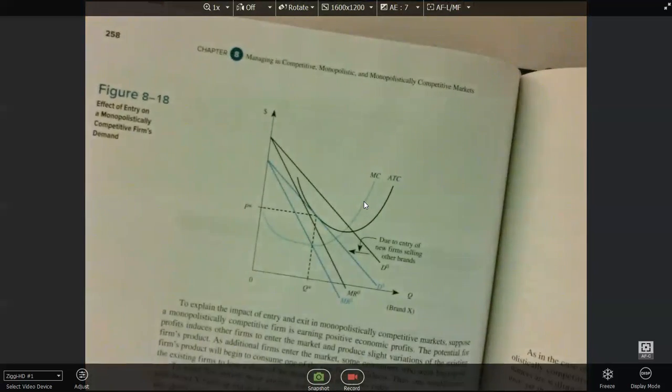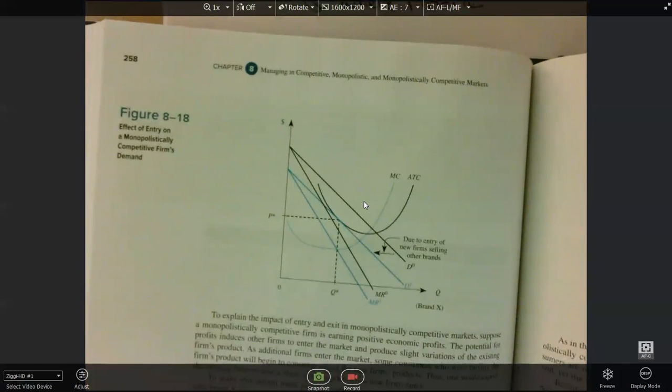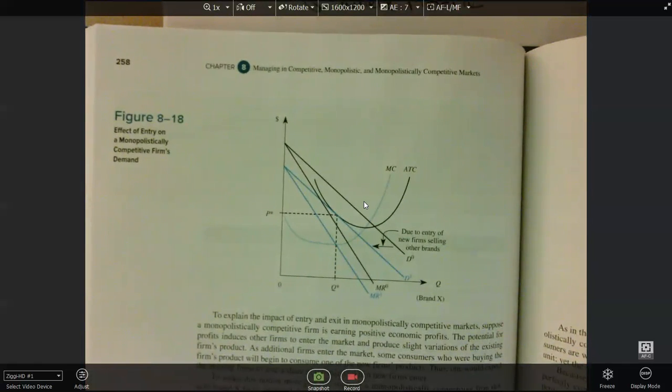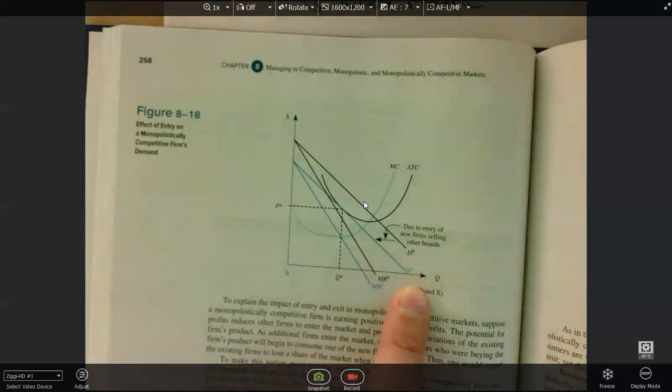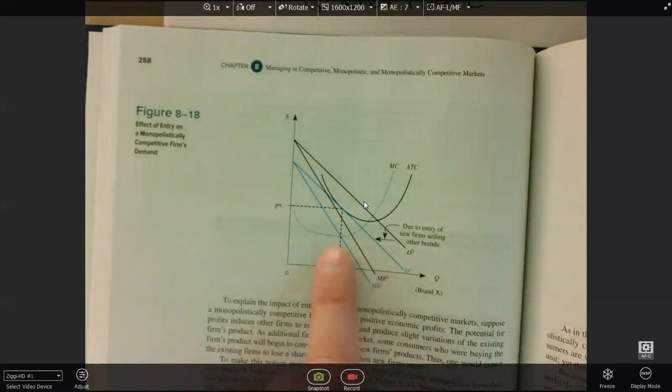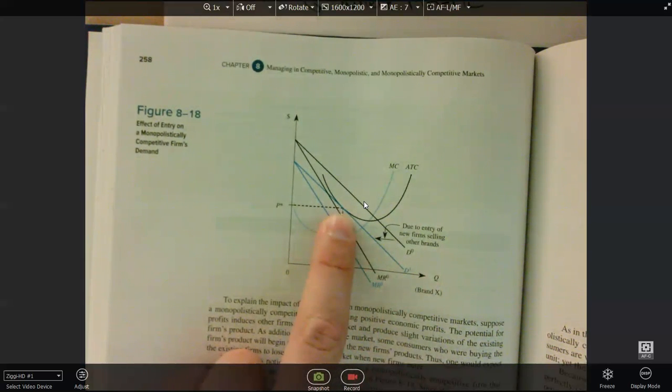So the book talks about this right here, page 257. It starts to talk about it, and then on page 258, that's where the graph is, which shows exactly what I just did. Due to the entry of new firms selling other brands, the demand curve is going to shift over until the point where the equilibrium quantity reflected off the demand curve is the same point as reflected off the average total cost.